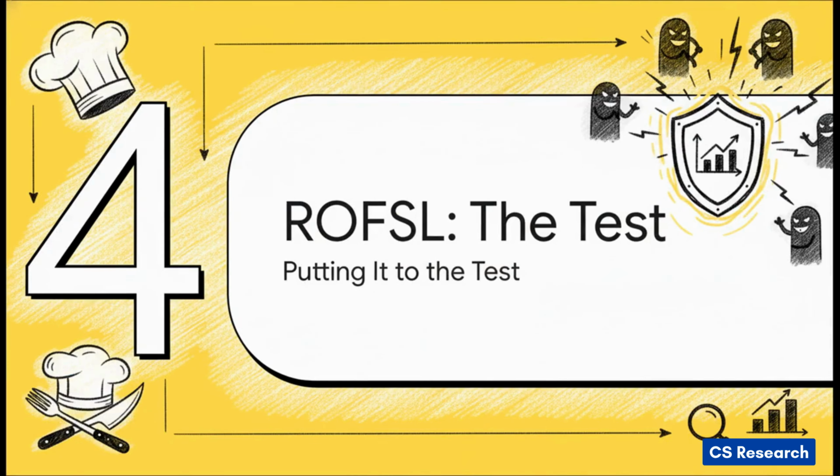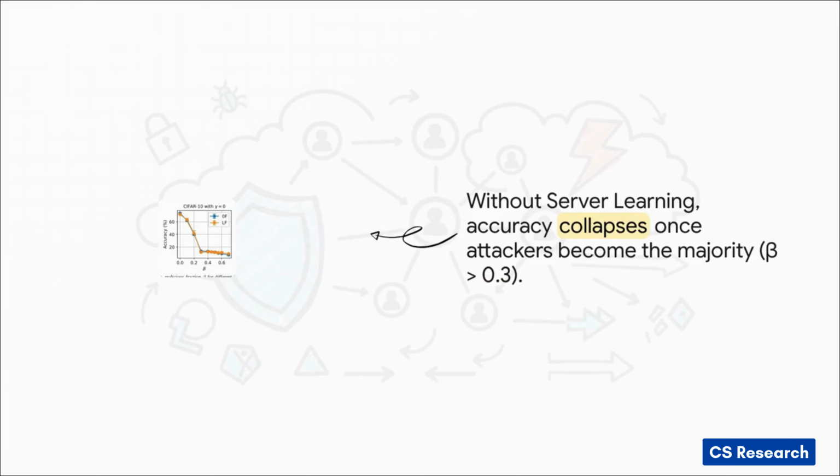So, the theory sounds great, but does this whole smart chef strategy actually work when the kitchen is full of saboteurs? Can it really handle a majority of bad guys? All right, let's take a look at the results. So this first chart shows what happens with the old methods. The server is not doing its own learning and filtering here. Along the bottom, you have beta, which is just the percentage of bad guys, from 0 to 70%. And on the side, you have the model's accuracy.